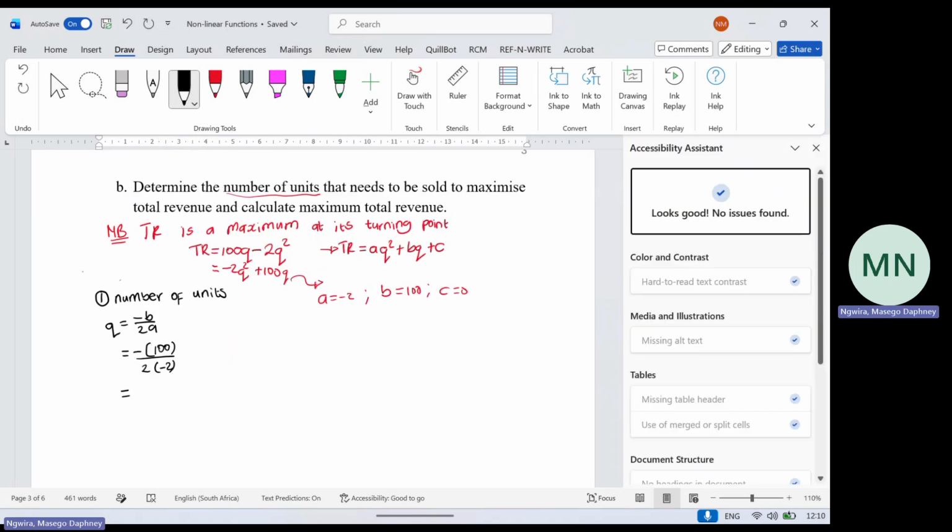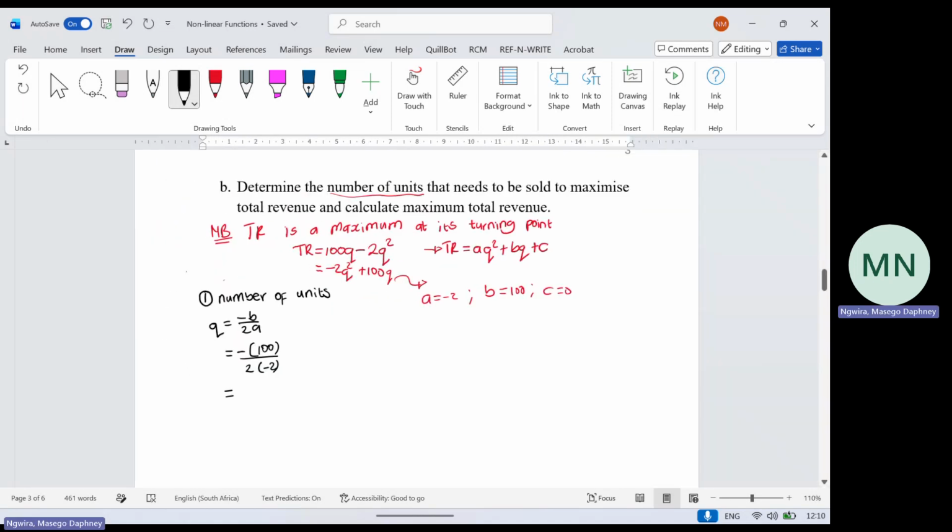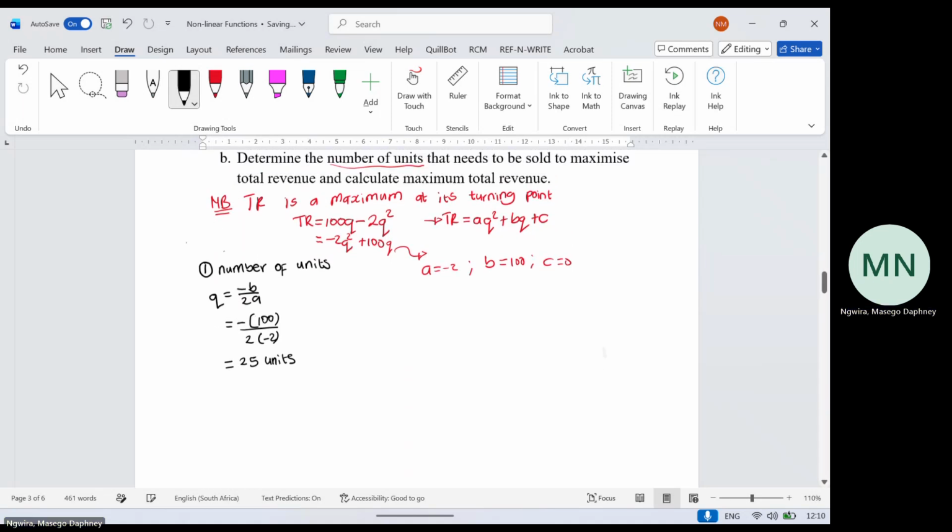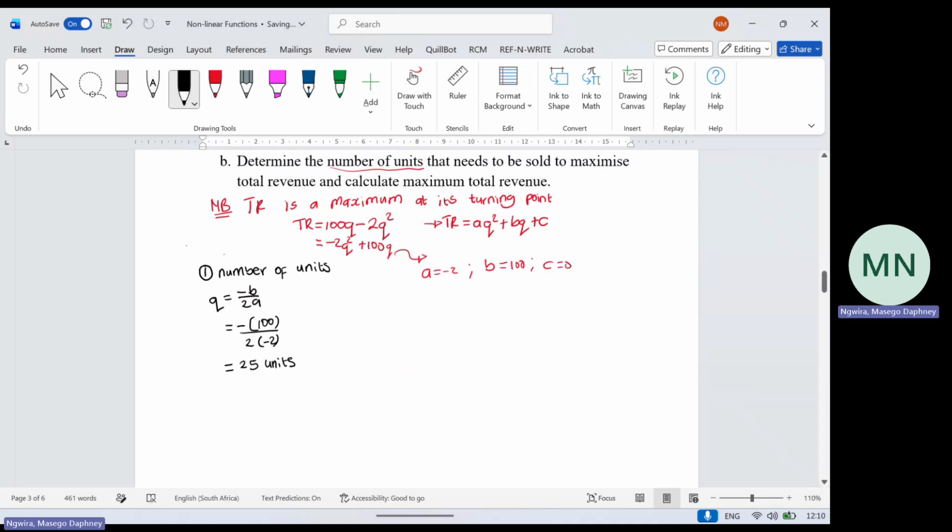When we use our calculator, we are going to have 25 units. So this will be 25 units. I answered the first part of the question. And then the second part of the question says calculate the maximum total revenue.